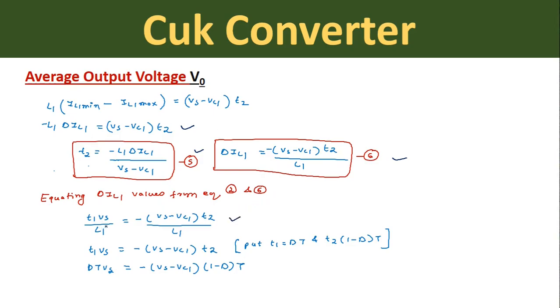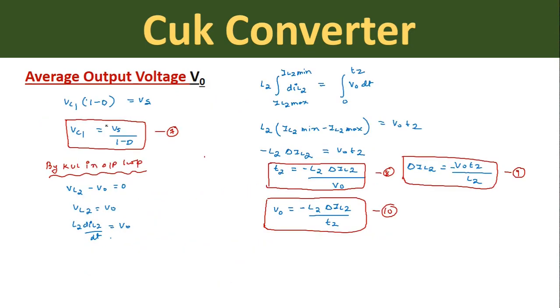Now here this L1 and this L1 get cancelled out and we will get T1 into Vs is equal to minus of Vs minus Vc1 into T2. Now we will put T1 is equal to dT because it is on period. T2 is equal to off period, therefore it will be equal to 1 minus d into T. When we put these values here, we will get this type of equation. From this equation, we will get Vc1 is equal to 1 minus d into Vs. So from here, Vc1 will be equal to Vs upon 1 minus d. Let this be equation number 7.